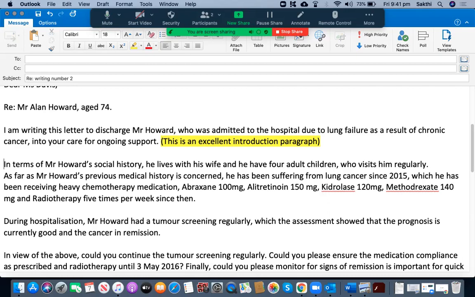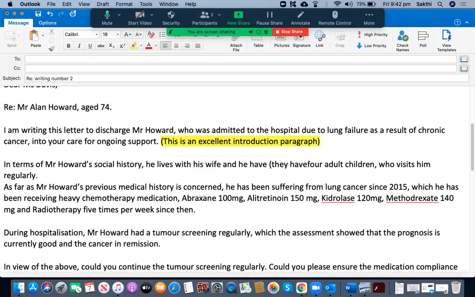Let's go to the next paragraph. In terms of Mr. Howard's social history, he lives with his wife and he have four adult children. Okay, that is wrong. It's not he have. You should have mentioned maybe they have. Otherwise, he has, isn't it? Yes.